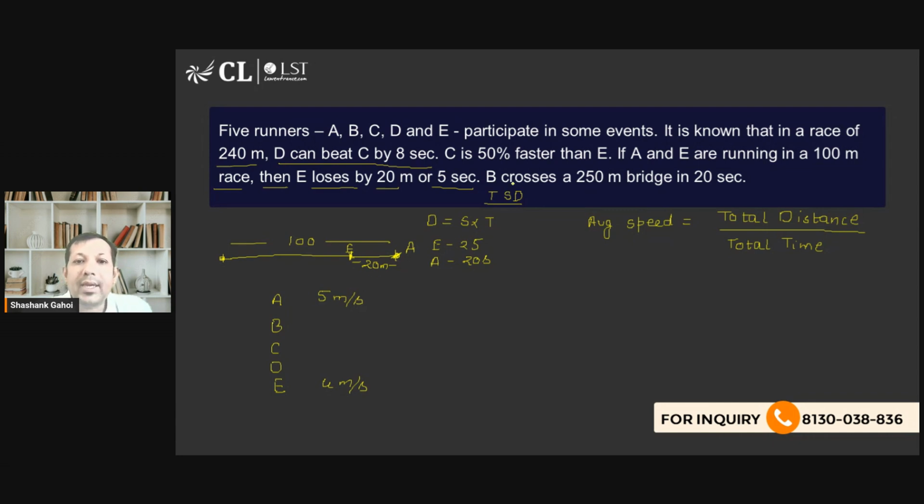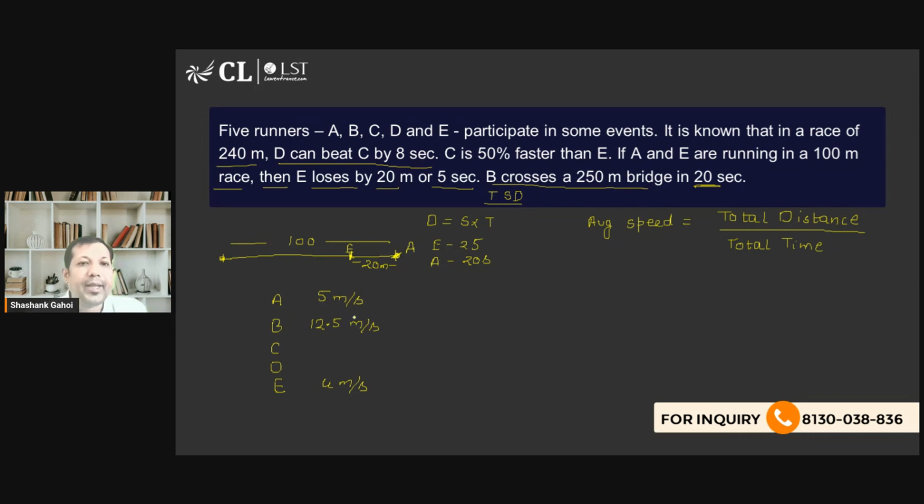Now, B crosses a 250-meter bridge in 20 seconds. So B is covering a distance of 250 in 20 seconds. What is the speed? That is going to be 250 upon 20. So the speed of B comes out to be 12.5 meter per second.